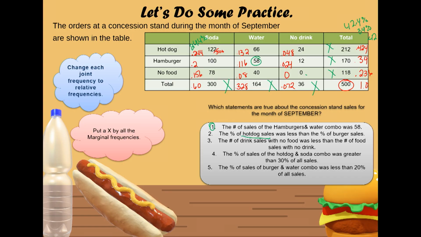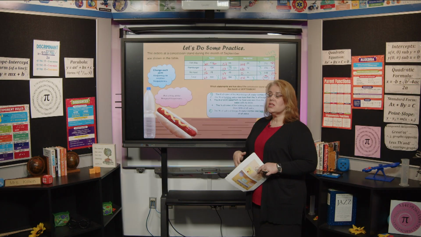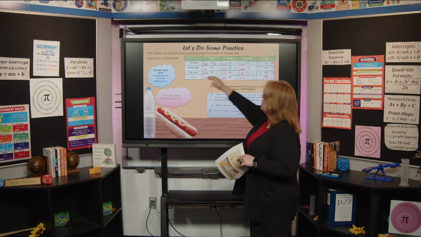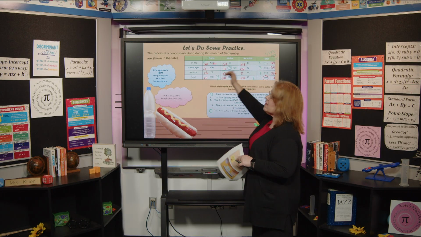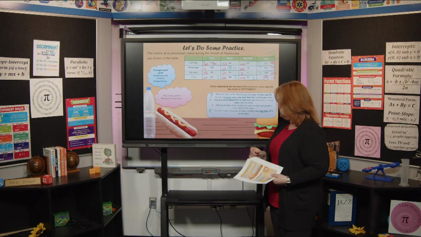So let's look at number 5. The percent of sales of burgers and water combo is less than 20%. So we've got burgers and water. Let's see. Turn this into a percentage, which is 11.6. It's less than 20. This one is true as well. So this is how we're using those relative frequencies. This is how we're using those joint frequencies. So you need to make sure that you can read across and then down, or maybe down and then across, and be able to see what those numbers and those frequencies would be.